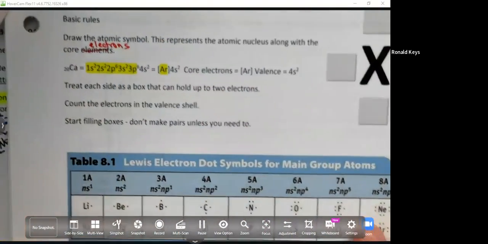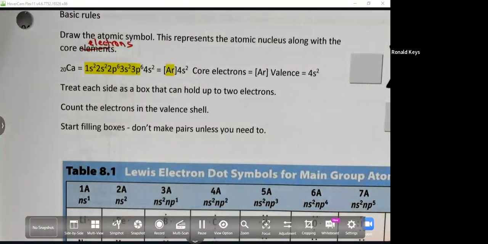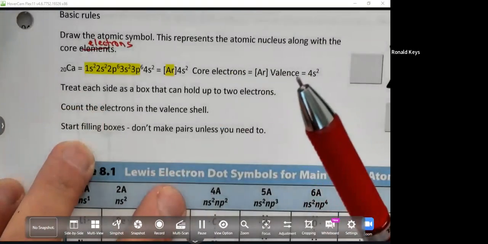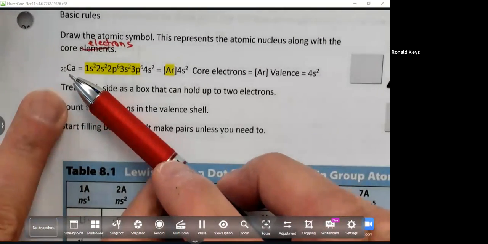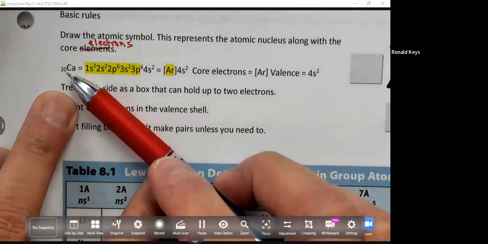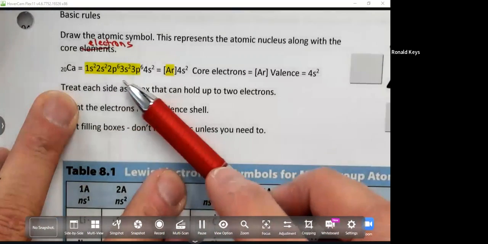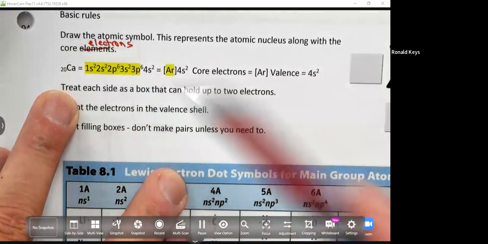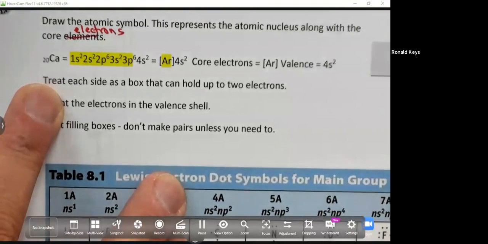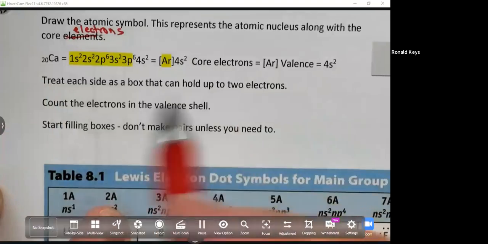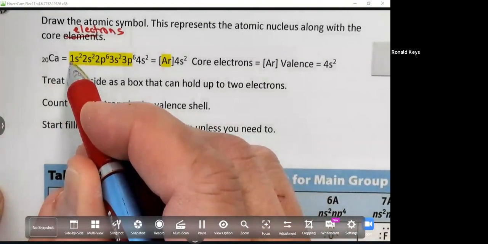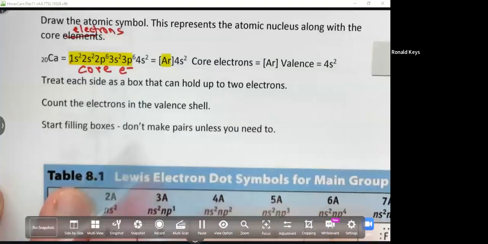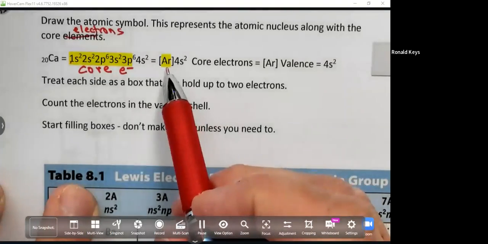Now, what are core electrons? They are just not the valence electrons. So here's an example. We have calcium, 20. 1s2, 2s2, 2p6, 3s2, 3p6, 4s2. So my core electrons here is right here, the non-valence. Same as the noble gas argon.